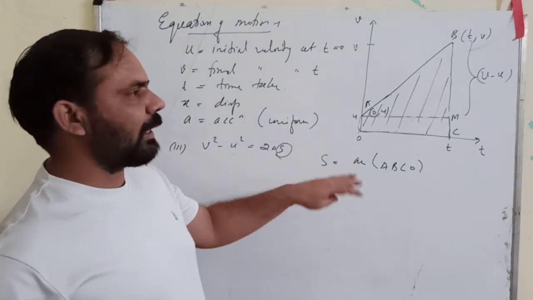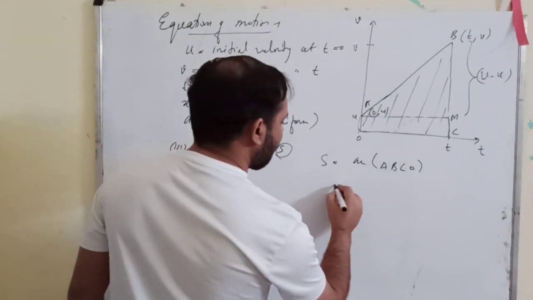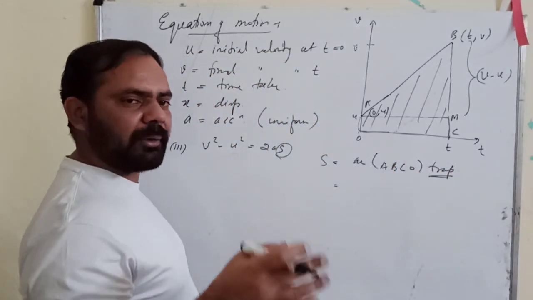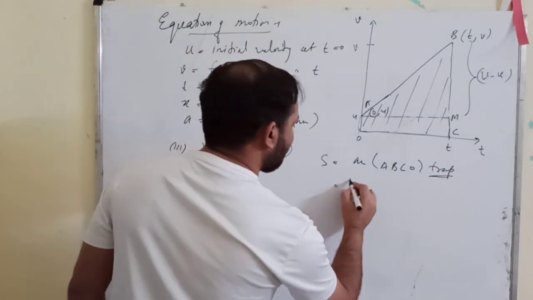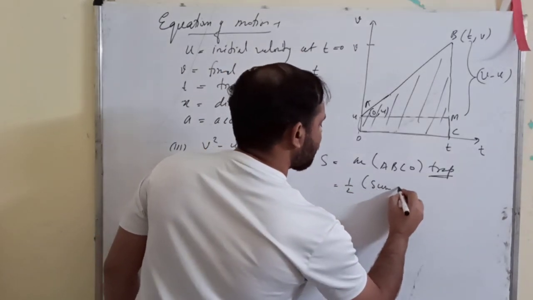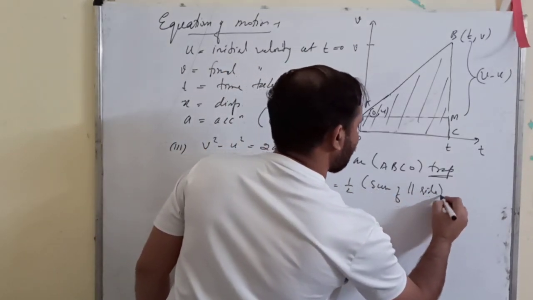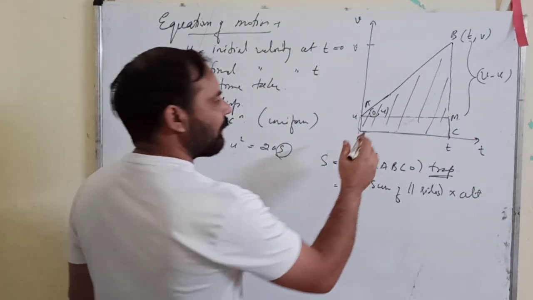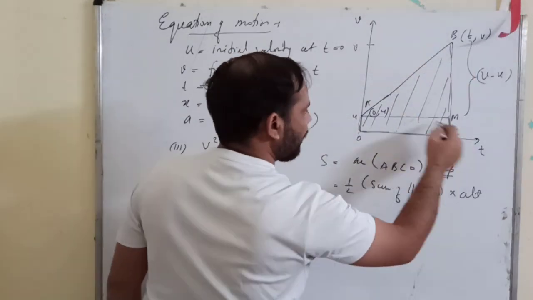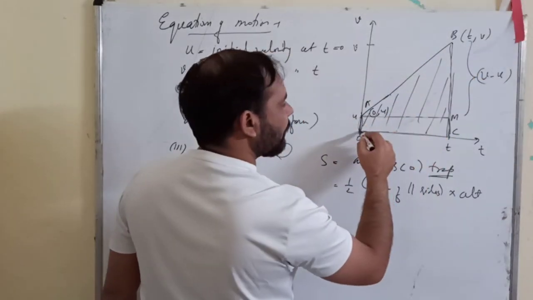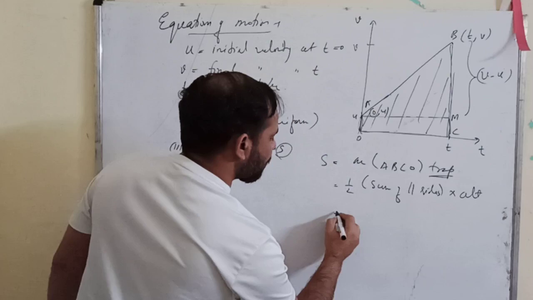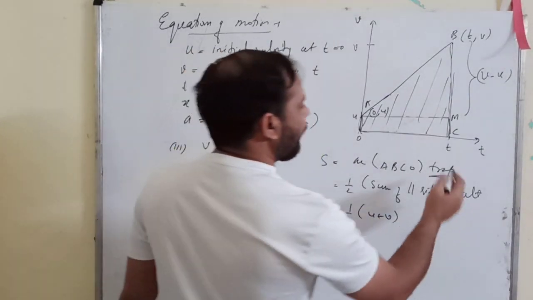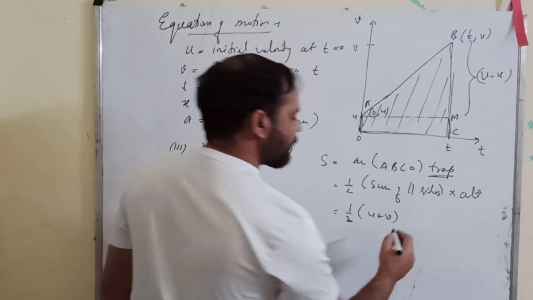Now can you find this area in another way? Yes, we can. This is a trapezium, so we can apply the formula for the area of a trapezium. What is that? Half the sum of parallel sides into altitude, or the perpendicular height. These two are the parallel sides. What is this length? U. What is this length? V. So this is half into U plus V, and the altitude is this.